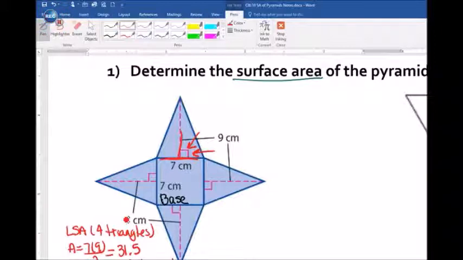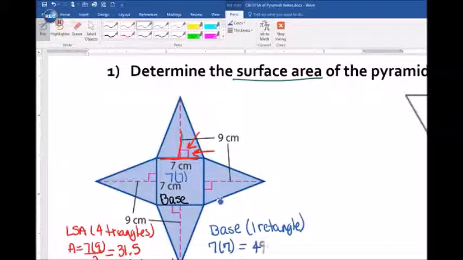And our lateral surface area is going to be 126 centimeters squared. Now we're going to find the area of the base. The area of the base is a rectangle. It's a 7 by 7. So the base is one rectangle. It is 7 times 7, which is 49.